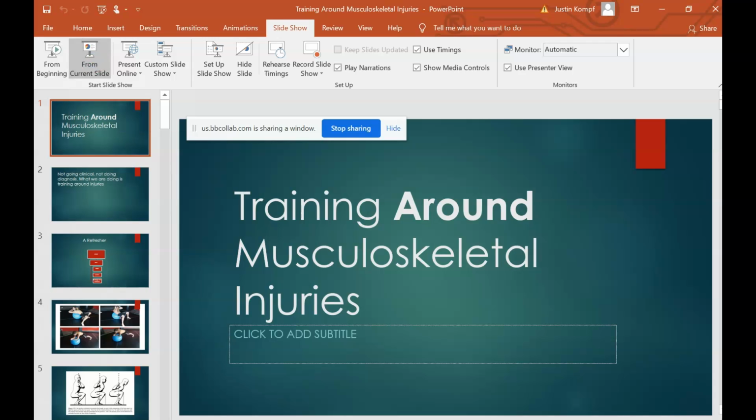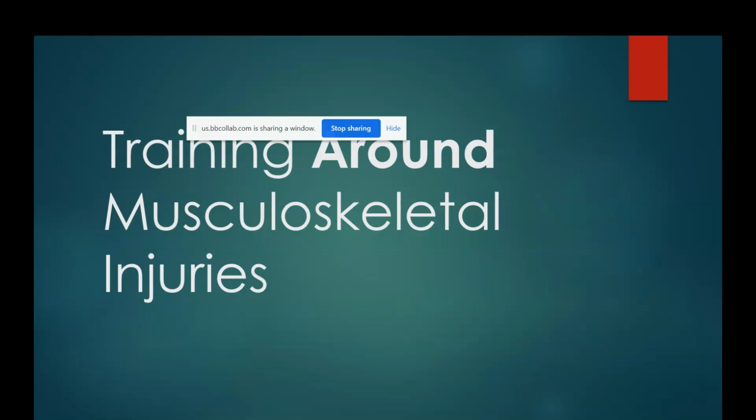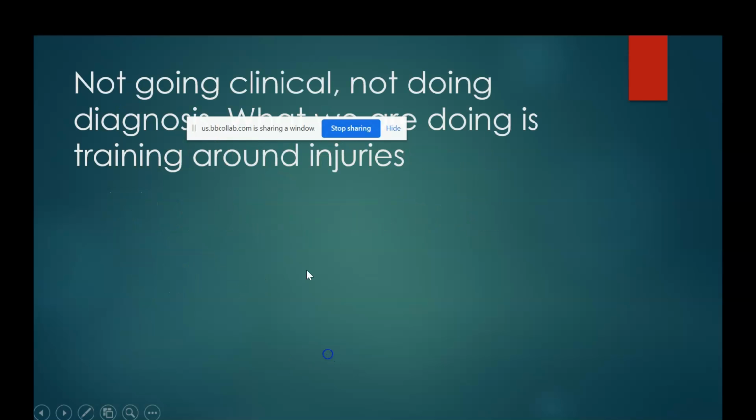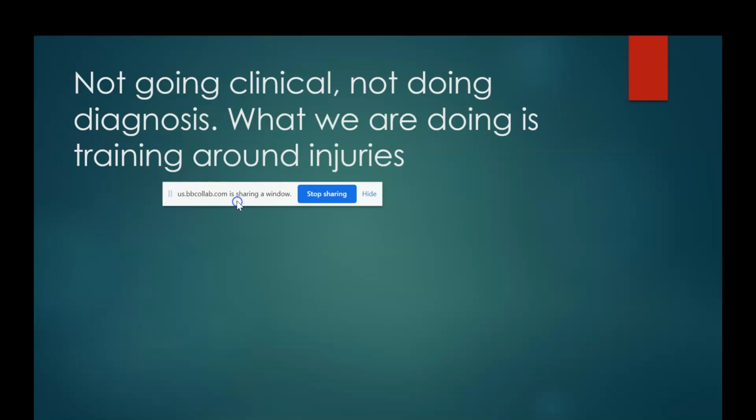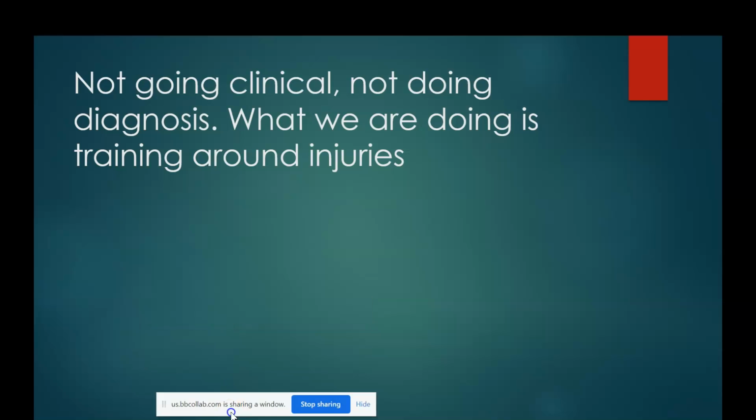Okay, so today we're going to be talking about training around musculoskeletal injuries. The big thing here is that we're not going clinical. What I mean by that is that we're not diagnosing an injury. What we're talking about is, if I have an ache or a pain, or if somebody I work with has an ache or a pain, what do I need to do to get them to exercise pain-free?